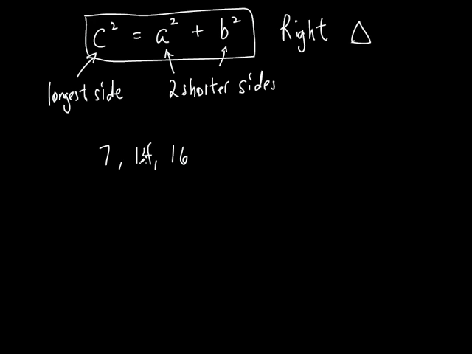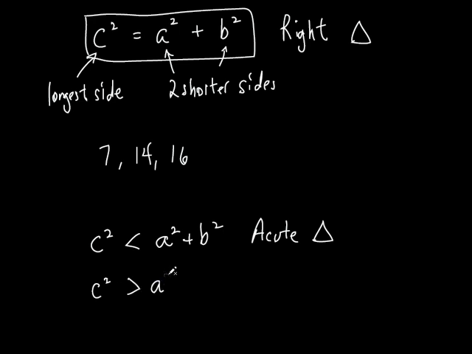Let's put this on hold for just a second. If c squared equals a squared plus b squared, it's a right triangle. Here's something you probably didn't know today. If c squared is less than a squared plus b squared, we can actually tell what kind of triangle it is. We know it's not a right triangle because it's not equal, but it would be an acute triangle. That's something new. And if c squared is greater than, it's obtuse. So it would be an obtuse triangle.